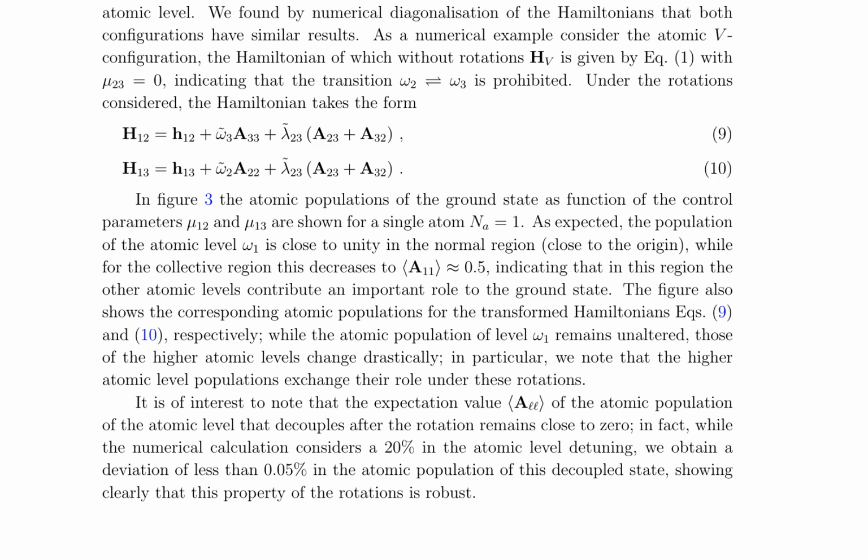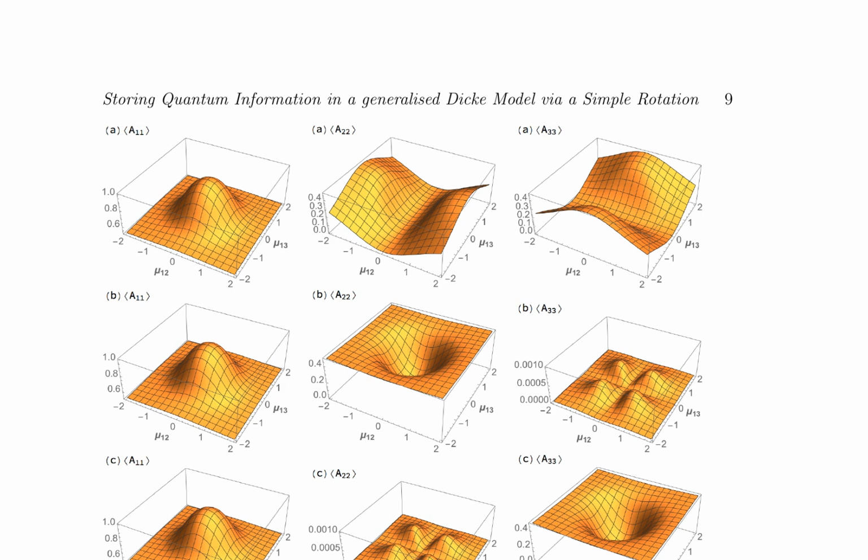The expectation value of the atomic population of the atomic level that decouples after the rotation remains close to 0, with a deviation of less than 0.05% in the atomic population of this decoupled state, even with a 20% detuning in the atomic level, demonstrating the robustness of this property of the rotations. The storage of quantum information in a generalized Dicke model can be achieved through a simple rotation.